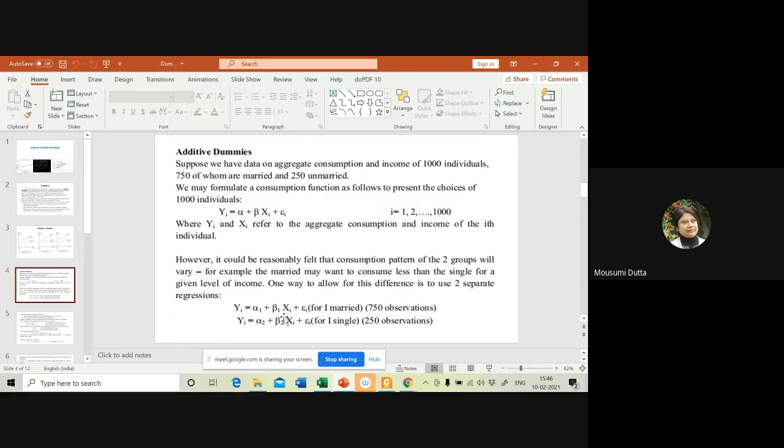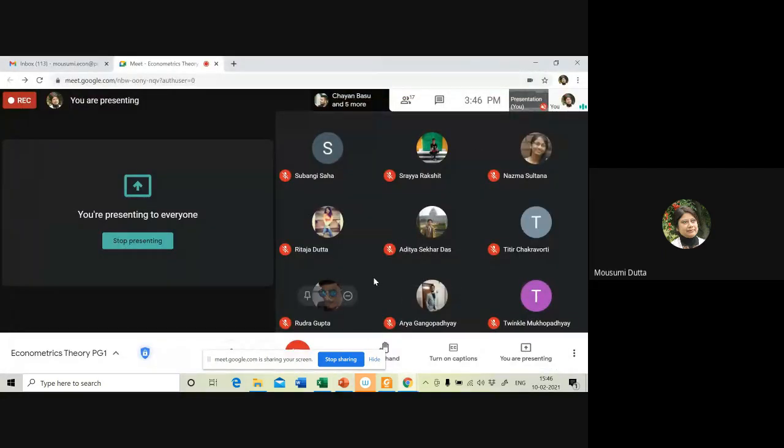Am I right, everybody? Can we do so? For two different groups, can I estimate the regression equations? Titir? Yes, ma'am. Yes, ma'am. So what is the problem?